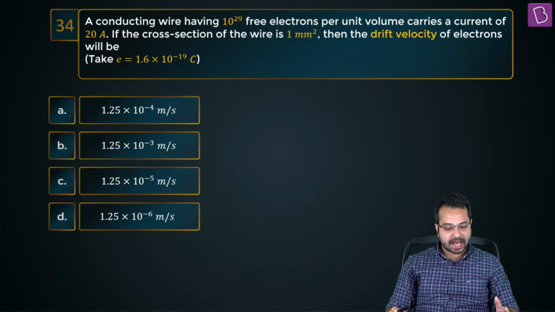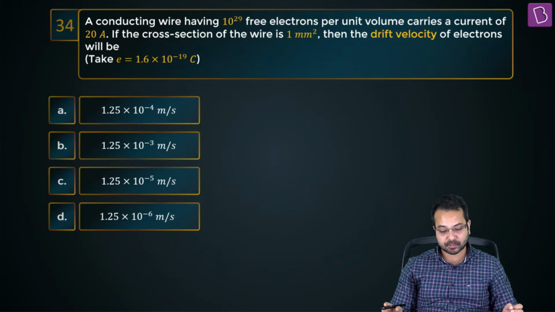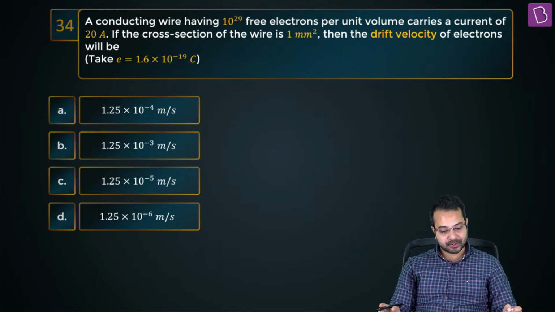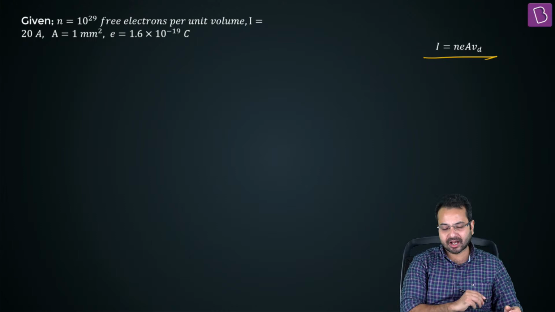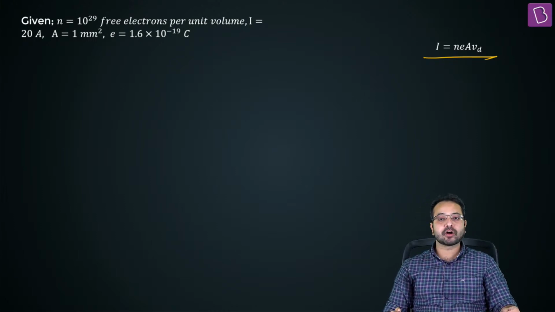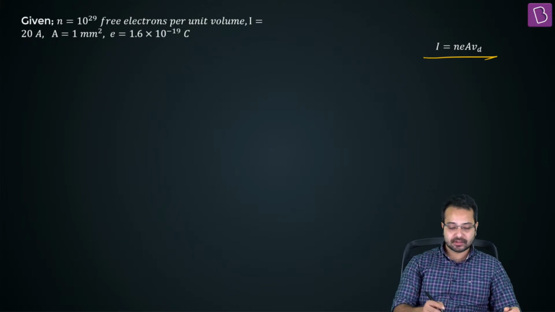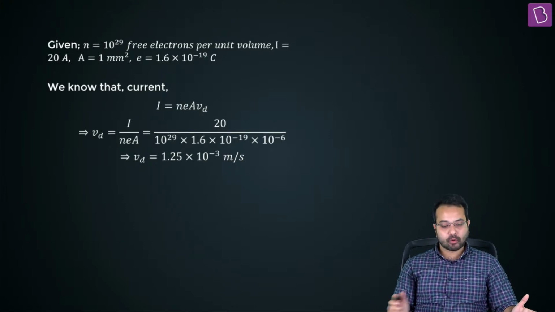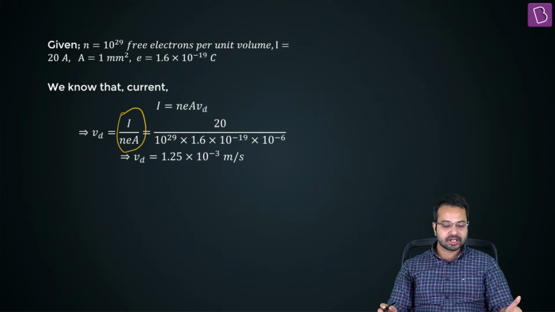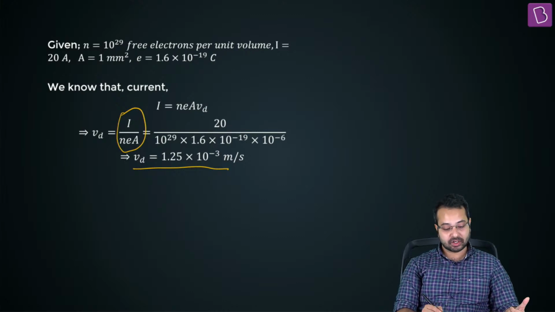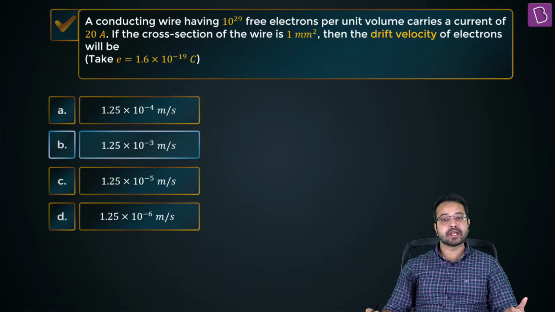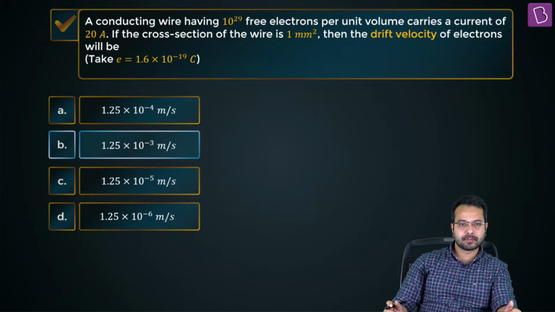Alright, here what do we have? We have a conducting wire having 10 to the power 29 free electrons per unit volume, and it carries a current of 20 ampere. If the cross-section area of the wire is 1 millimeter square, then the drift velocity of the electrons will be? This is a simple question. The current is given by NeAVd, where N is the number of electrons per unit volume, e is the electronic charge, A is the area of cross-section, and Vd is the drift velocity. We know all the quantities, so Vd will be I upon NeA. When we substitute, we get Vd equal to 1.25 into 10 to the power minus 3 meter per second. So the correct option is option B, a simple, straightforward formula-based question.